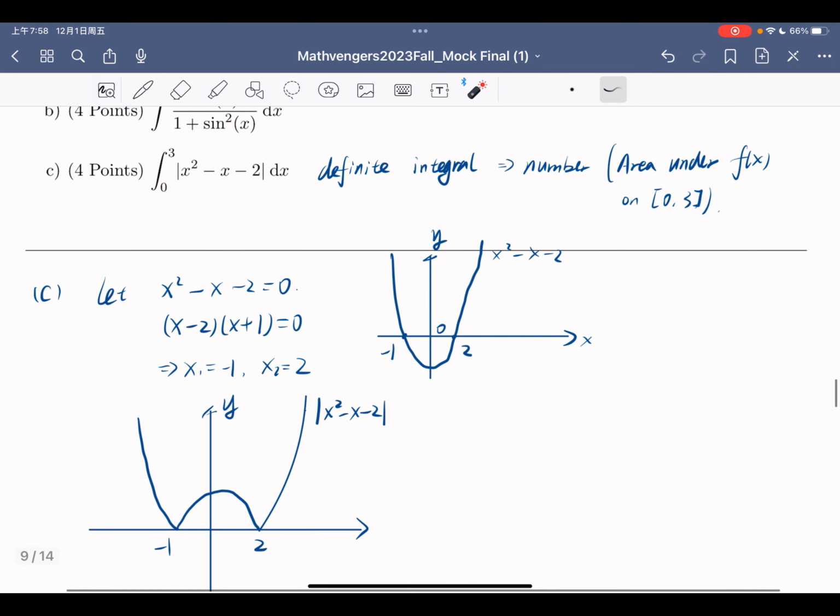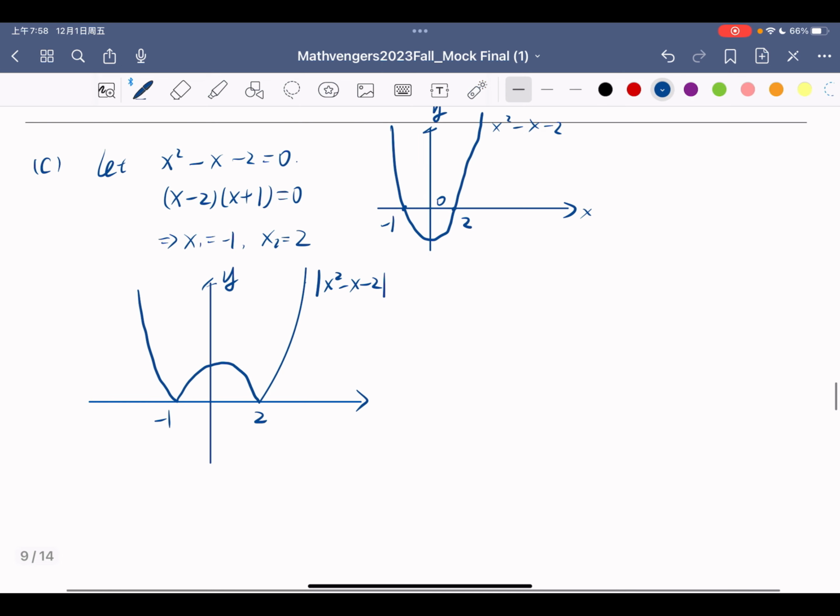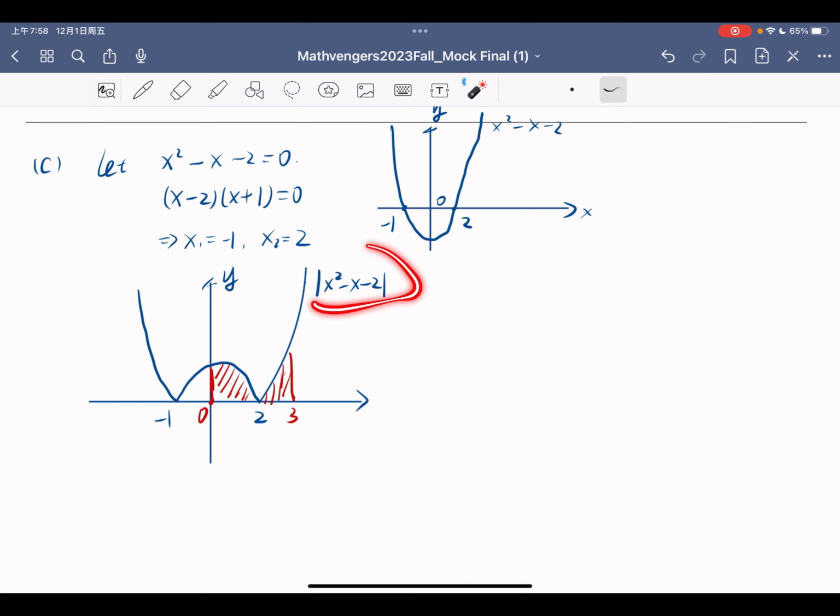So we need to find the integral between 0 and 3. Okay, so where is 0? 0 is here, and 3 is here. So we need to find this area, right? Now you can easily say that from 0 to 3, the integral of this absolute value function is equal to this part, the first part, plus the second part.